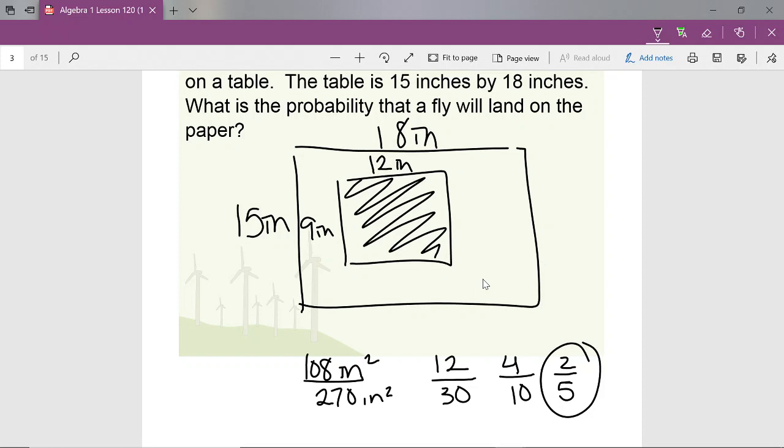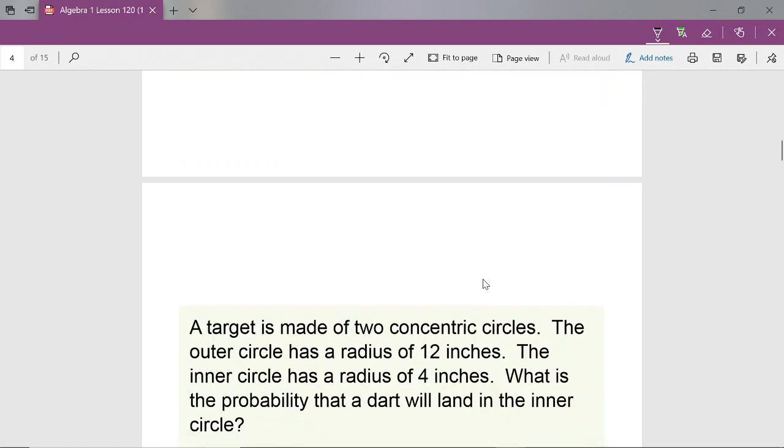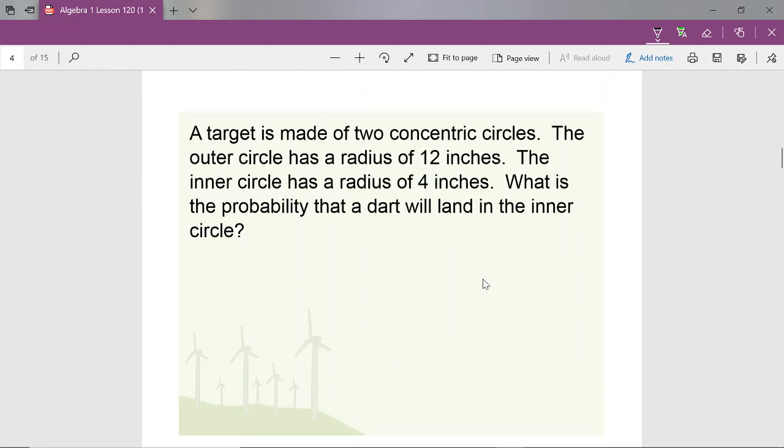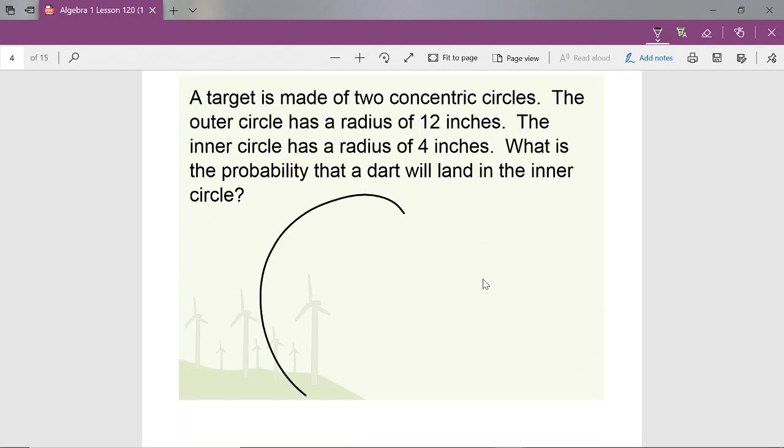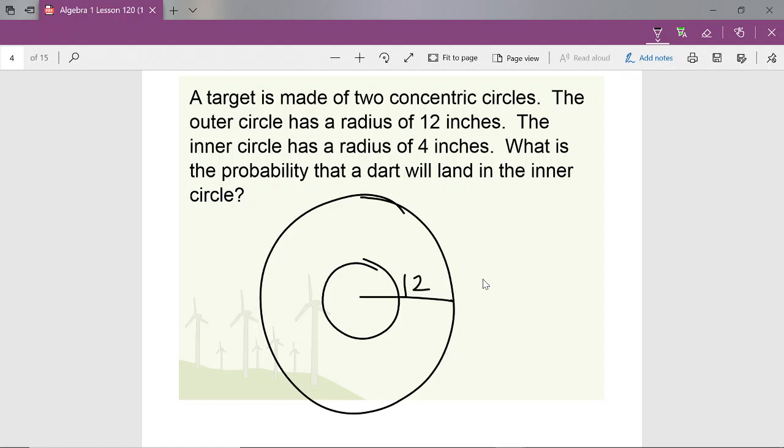Okay, let's look at another one here. A target is made of 2 concentric circles. The outer circle has a radius of 12 inches. The inner circle has a radius of 4. What's the probability that a dart will land in the inner circle? So here are our 2 circles. One has a radius of 12 all the way out. The other, this inner circle, has a radius of 4.